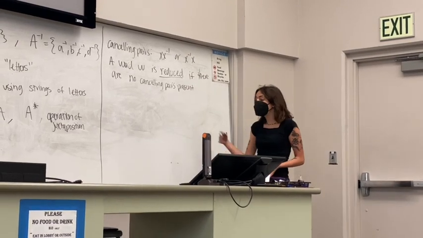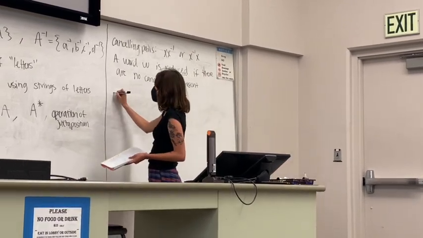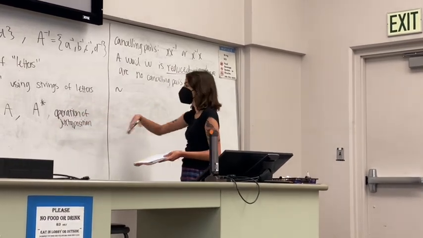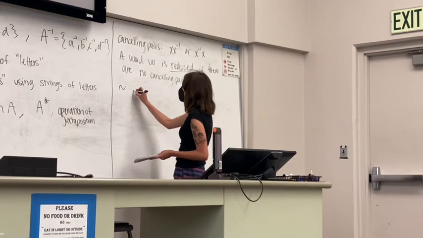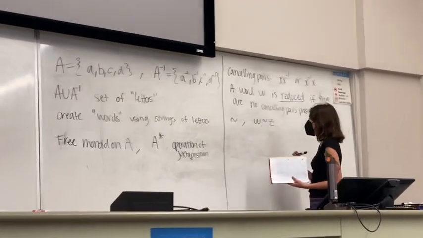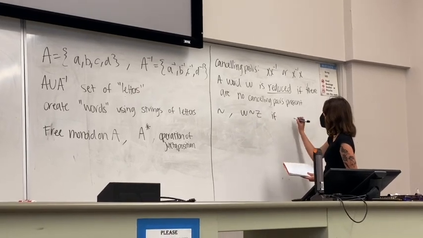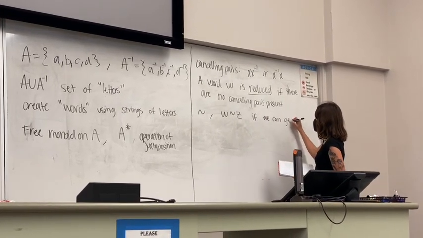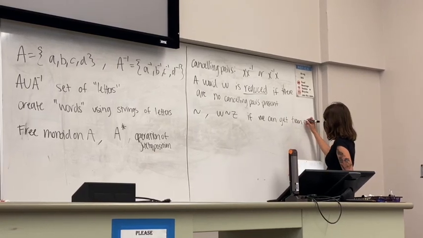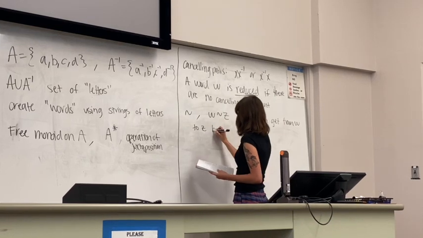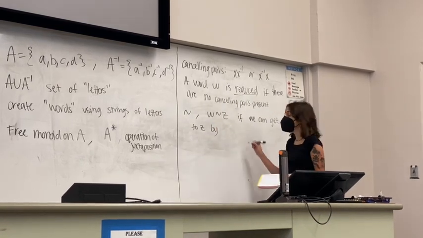And so now we can define an equivalence relation tilde on the set A star, the free monoid on A, by saying that W is related to Z if we can get from W to the word Z by only removing or adding canceling pairs.